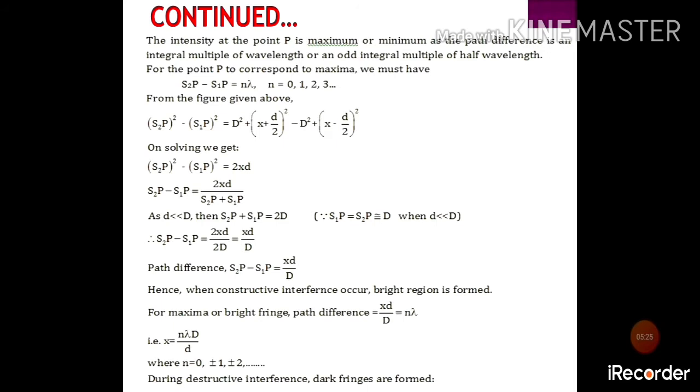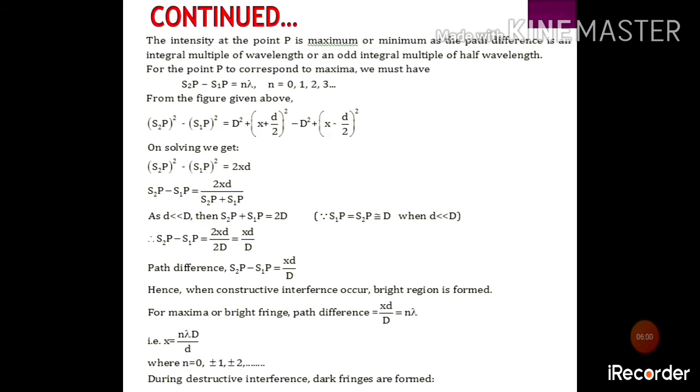P. In order to get a maxima or a bright fringe at point P, this path difference x small d upon capital D should be equal to n lambda, as I have already told you. So from this very relationship you can obtain the value of x, which I have shown you in the figure by y. You can take x or y, whatever you want. So x is equal to n lambda capital D upon small d, where n is equal to 0, plus minus 1 and so on.